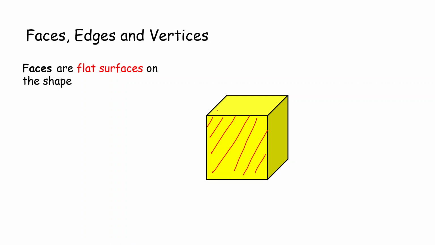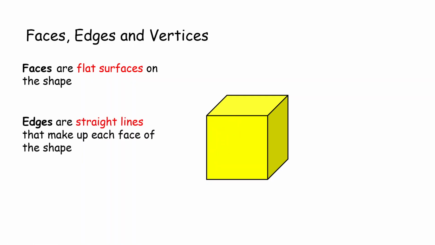Okay, that's one face. But of course, on a cube, all of the faces are just going to be the same. They're just all squares. Okay, so that's another face, and so on and so forth. Okay, so let's get rid of that. It comes up on the screen anyway, and we can see that these ones over here are all faces. Now, edges are straight lines that make up the face of each shape.